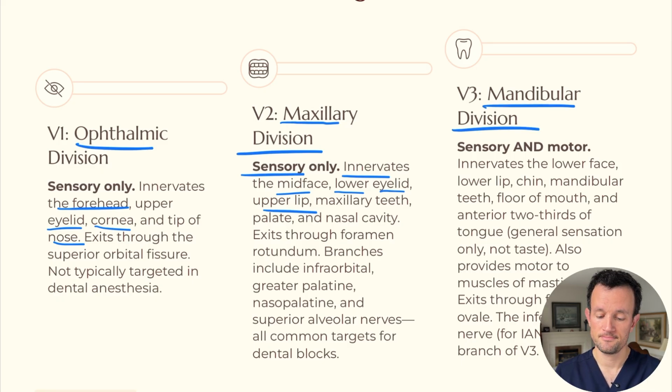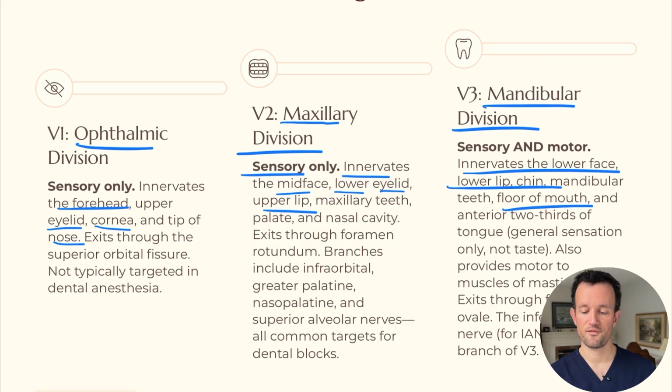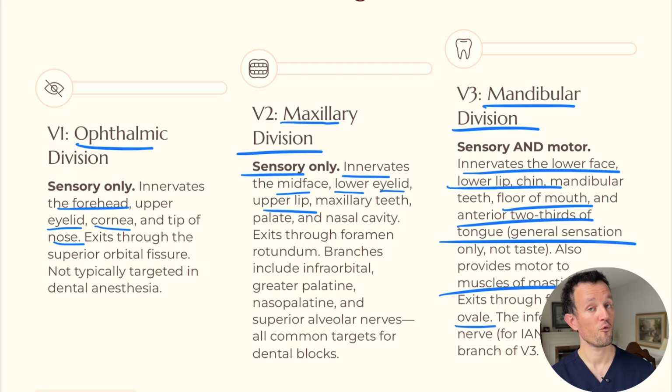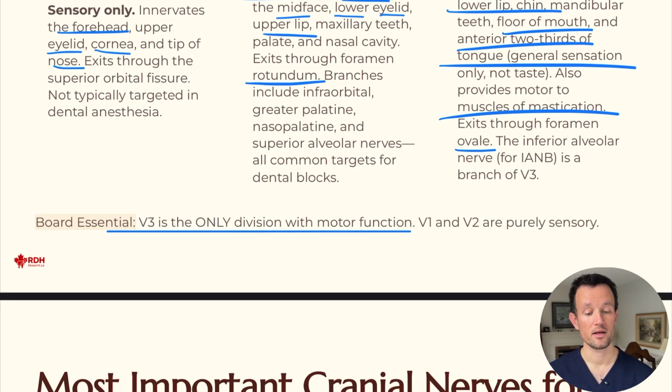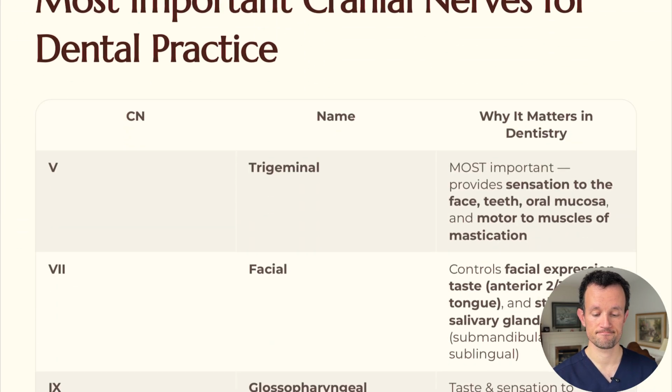The mandibular division innervates the lower face, the lower lip, the chin, mandibular teeth, the floor of the mouth, the anterior 2/3 of the tongue, muscles of mastication, and it goes through the foramen ovale. Whereas division 2 accesses through foramen rotundum. We went over that already. Remember, cranial nerve 5, division 3, is the only one with motor function and sensory. Divisions 1 and 2 are only sensory.